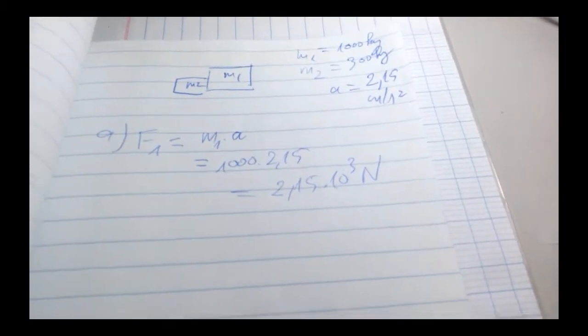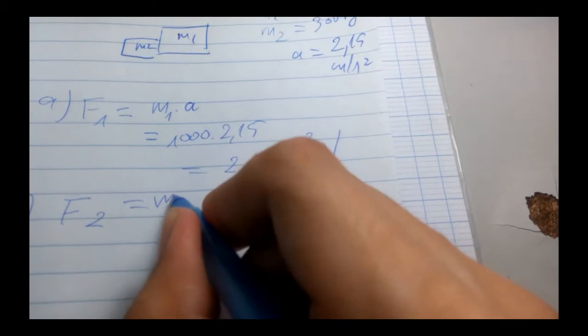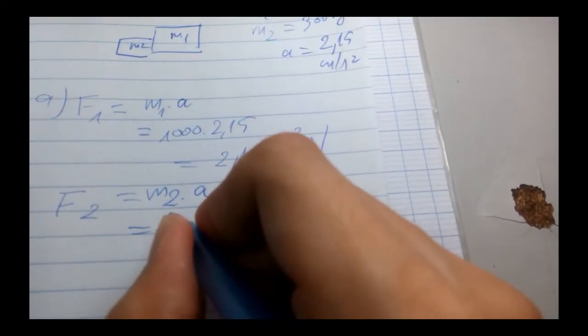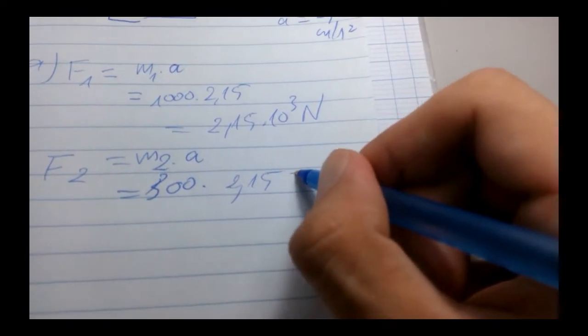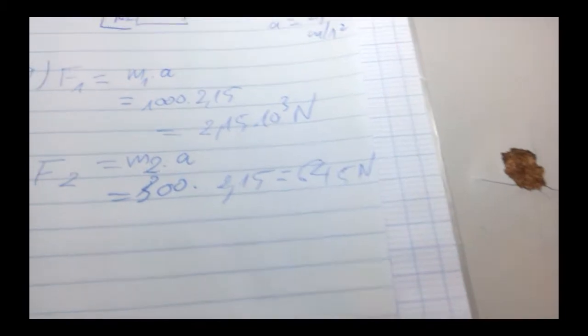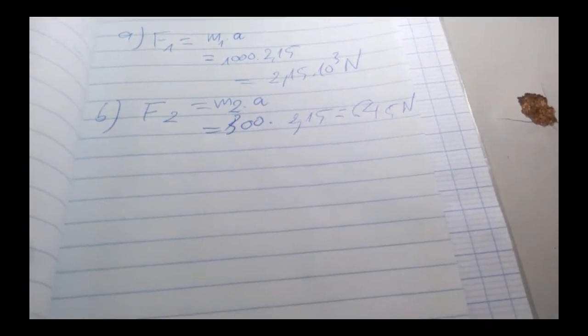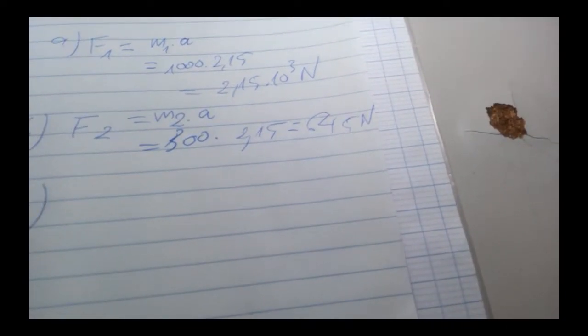Newtons. And that's A. Now B, the force on the trailer: m2 times a, 300 times 0.15 equals 645 Newtons. And question C is a little bit tricky.